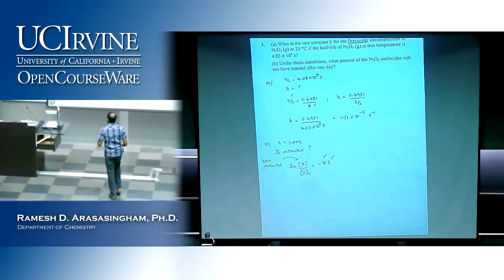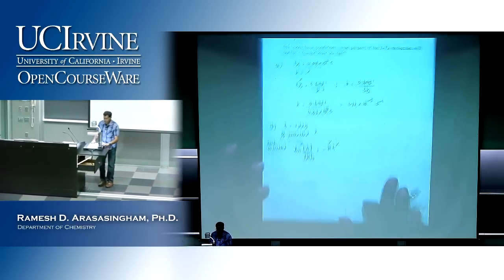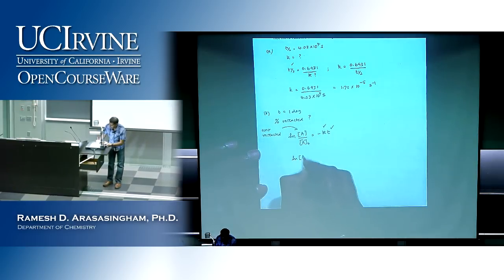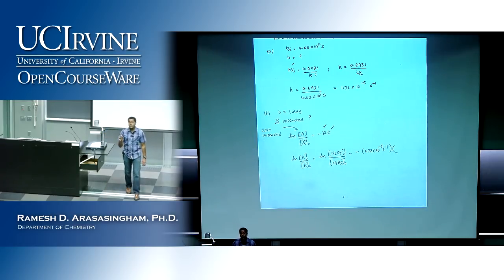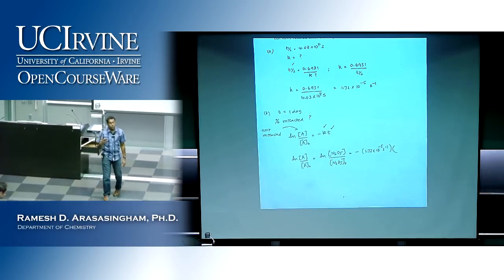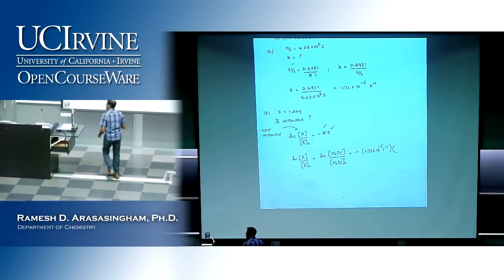So what we're going to do is figure out what this ratio is. So we can say ln A over A0, the original concentration, or in this case, I should put the actual numbers, which is ln [N2O5] over the original concentration of N2O5, equals minus, now I know my k is 1.72 times 10 to the negative 5 per second, times time. Now remember, in kinetics, what is the unit that we use for time? Seconds. So they give us 1 day, so I need to convert that to seconds.